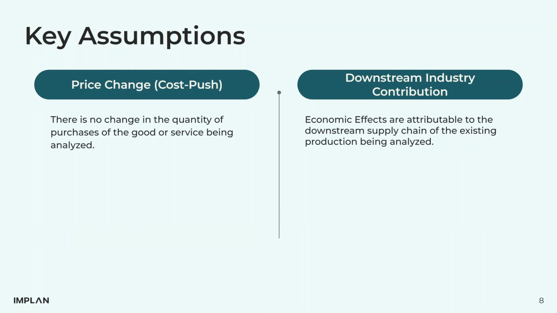We're simply looking at the effect of that cost being pushed on further downstream. And when we're looking at contributions as opposed to impacts, like in the case of the price change, for contributions, there's the assumption that that activity is already existing. So for our downstream industry contribution use case, economic effects are attributable to the downstream supply chain of existing production that's being analyzed.